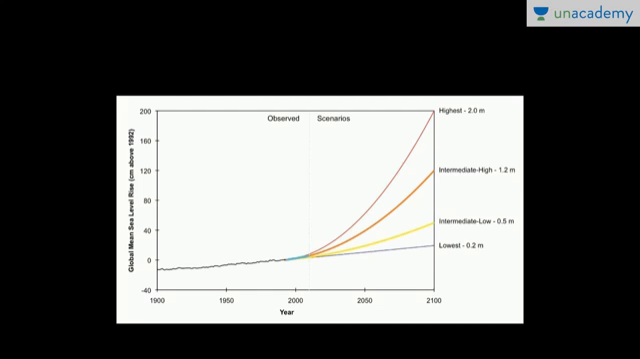Okay, so these are the natural as well as anthropogenic factors that affect the climate.